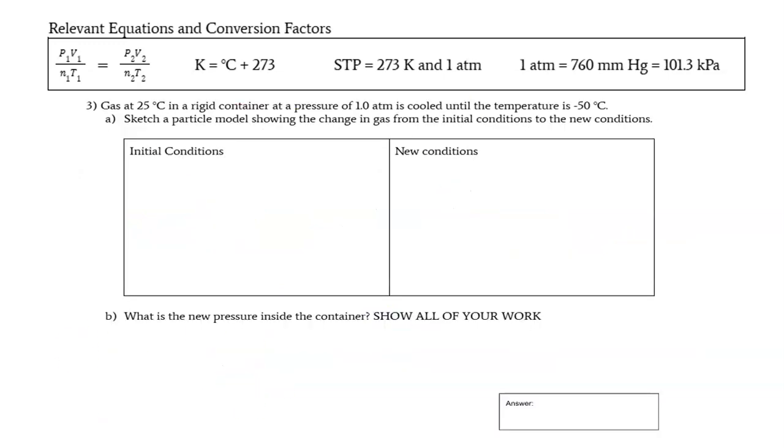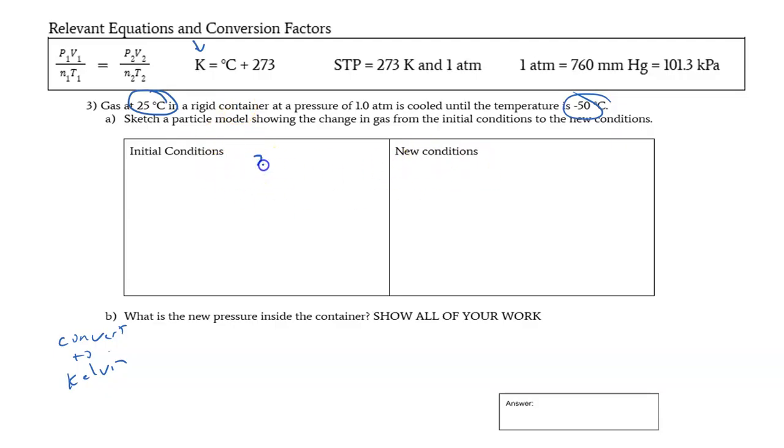Okay, this next one, you guys are going to draw a model and do a calculation. All right, so let's take a look at this. We have 25 degrees Celsius in a rigid container. The pressure of 1.0 ATM is cooled, so the temperature is negative 50 degrees Celsius. Okay, now one of the things, red flag, is that's in Celsius. We need to make sure we get those to Kelvin. So a little note, convert to Kelvin for our calculation. But for our model, this is fine.